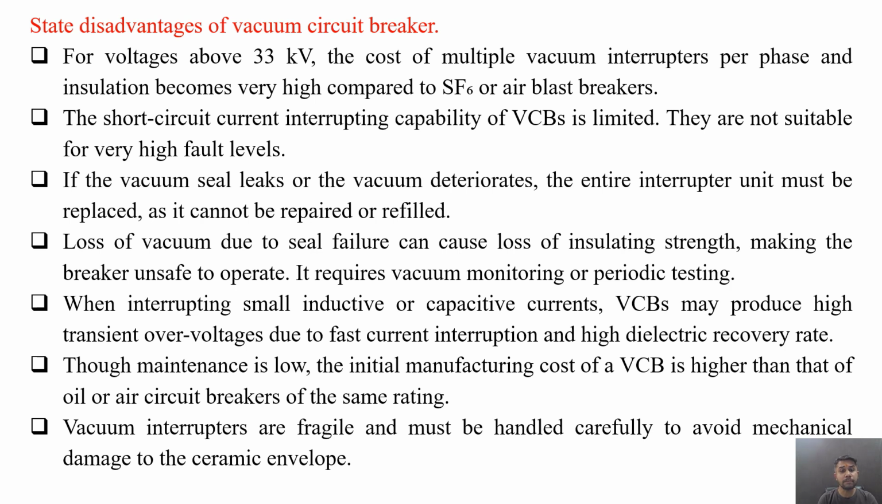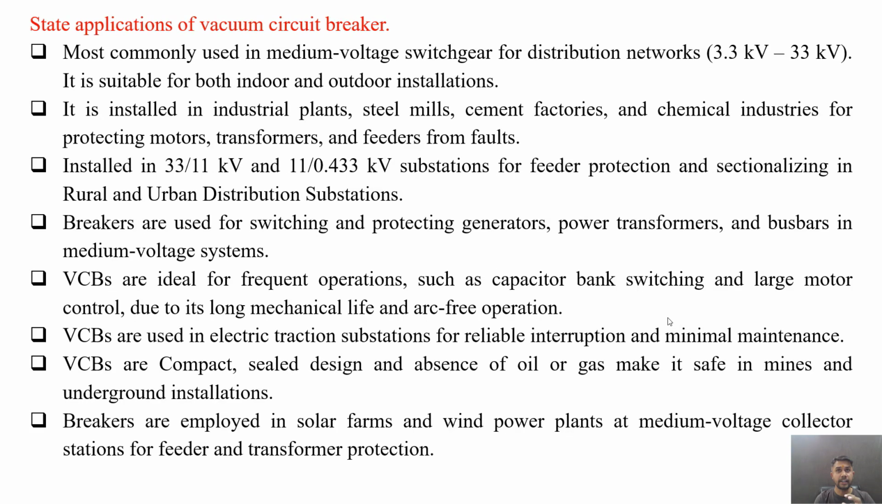Now, when interrupting small inductive or capacitive currents, VCBs may produce high transient overvoltage due to fast current interruption and high dielectric strength or recovery rate. Though maintenance is low, the initial manufacturing cost of a VCB is higher than that of oil or air circuit breakers of the same rating. Vacuum interrupters are fragile and must be handled carefully to avoid mechanical damage to the ceramic envelope. So these are several disadvantages of vacuum circuit breaker.